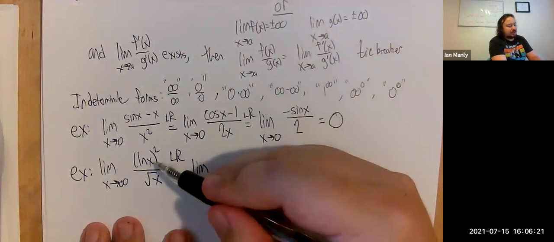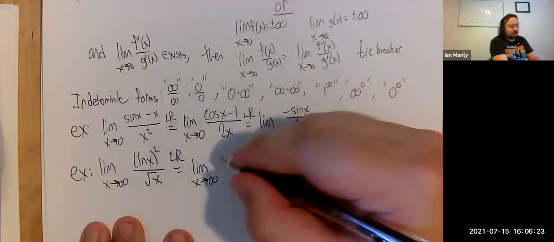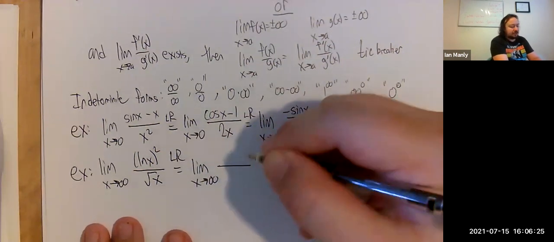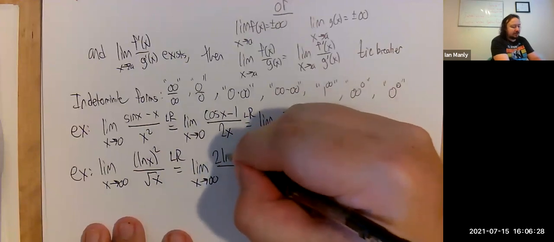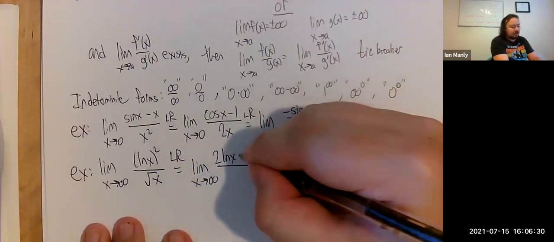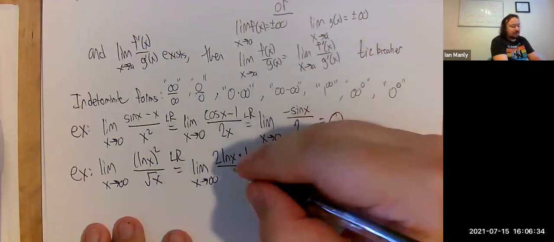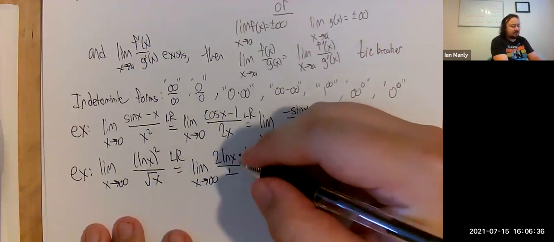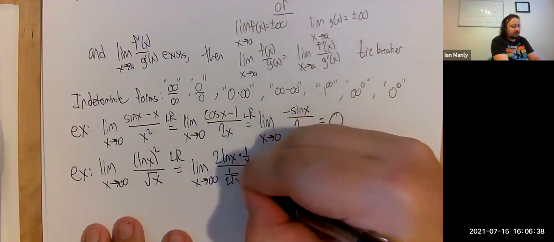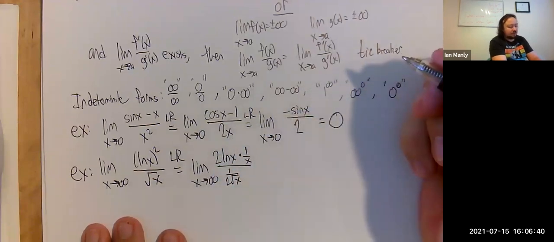Now on the top, I'm going to need to use the chain rule. So I first differentiate the square function, I leave the natural log alone, and then I multiply by the derivative of natural log. Down here on the bottom, the derivative of square root of x is 1 over 2 root x.